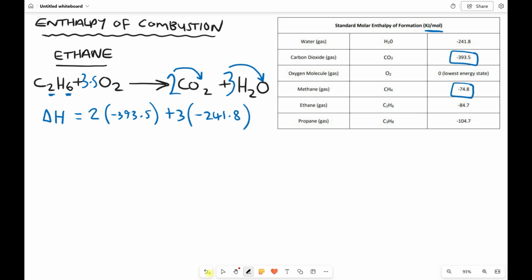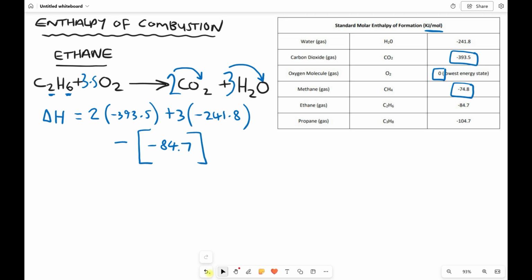Now to that, we're going to subtract everything on the left-hand side. Now on the left-hand side, we have 1 ethane molecule, minus 84.7. Now I didn't make this clear in the previous example, but to that, we would be adding the enthalpy of formation of an oxygen molecule. Well, if we refer to our table, we know that the enthalpy of formation of an oxygen molecule is 0. O2 is already in its lowest energy state. So in effect, we're adding 0, so we can disregard the oxygen.